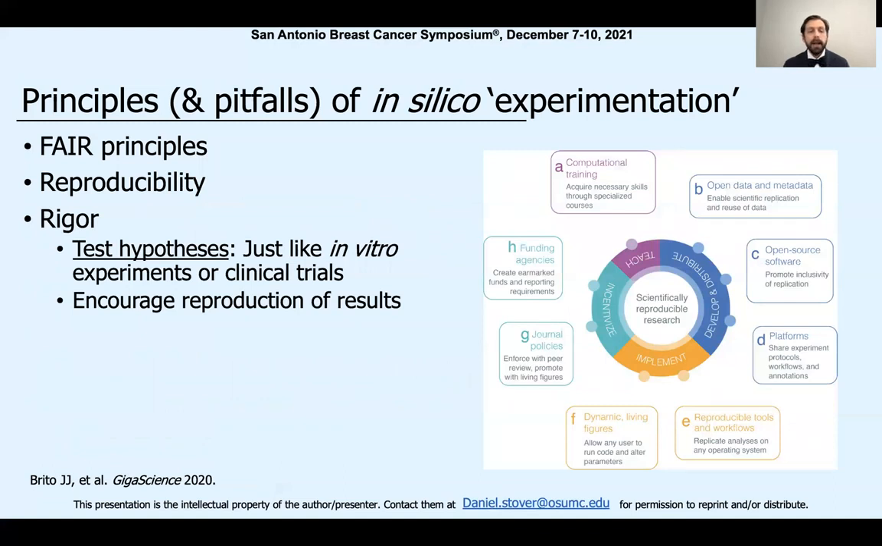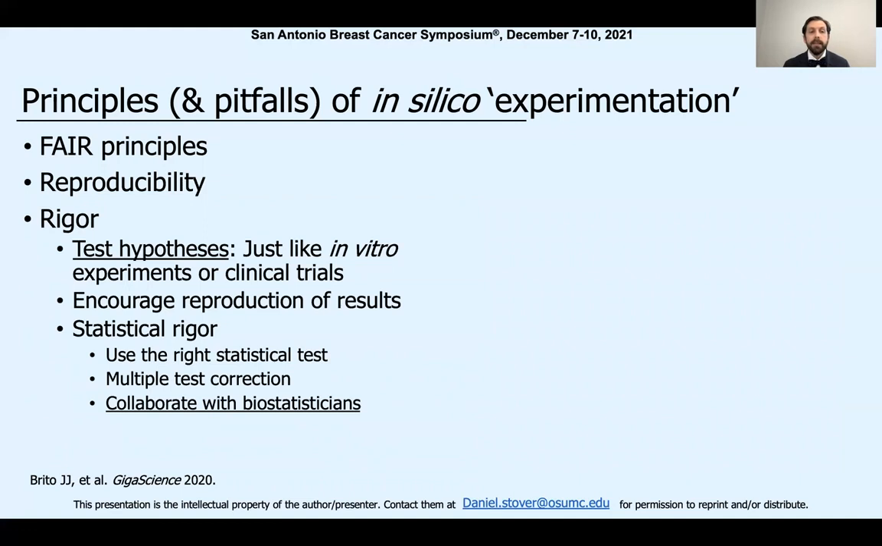Speaking of rigor, analyses of computational data should be rigorous, just like any in vitro experiment or a clinical trial. Specifically, we should test hypotheses rather than sifting through data to look for statistically significant associations that we can put in figure 5B. We should outline a hypothesis and use the same rigor that is used in any other experimentation. This review in GigaScience in 2020 lays out how rigor needs to start all the way back at computational training, all the way through funding, and that we can encourage reproduction of results, both in our own analyses and in the field.